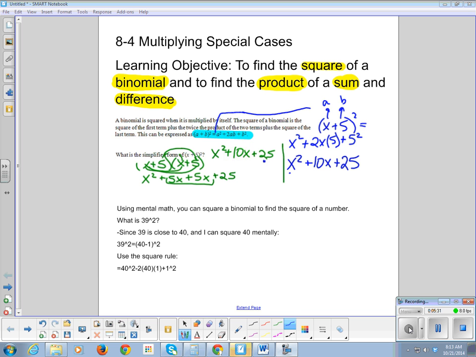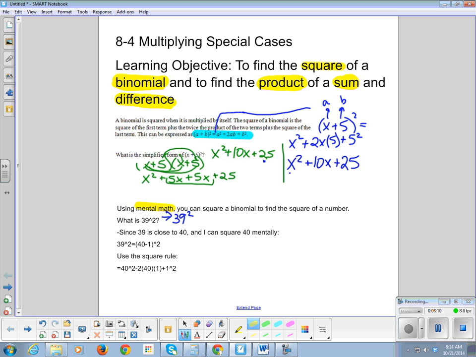So what is 39 squared? You can write it as 39 squared. What I would normally do, if I had a calculator, I'd put this in my calculator. However, it says to use mental math. So we must do it in our brains without a calculator.